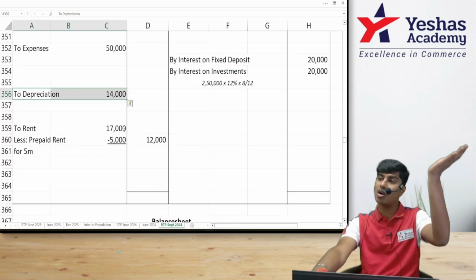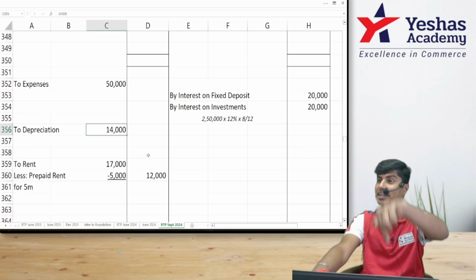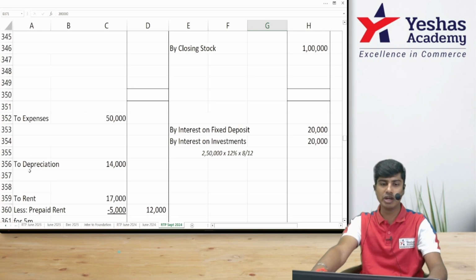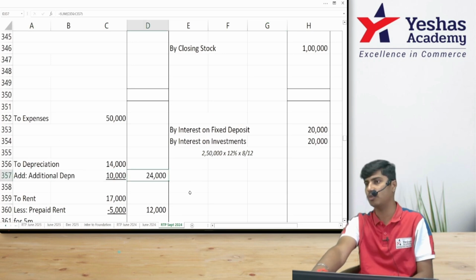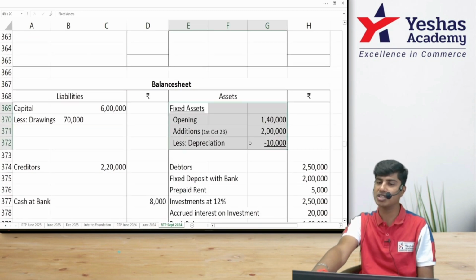This 14,000 is already deducted from the opening balance. This 1 lakh 40 thousand, they have already deducted 14,000. On this 2 lakh now I deduct 10,000, so it will become additional depreciation which I'll add, making my total depreciation as 24. Got it? Why am I not deducting this 14 from the value of fixed assets here?